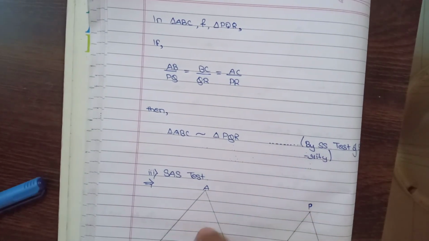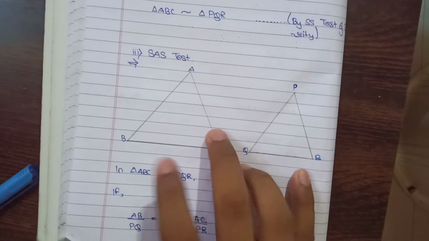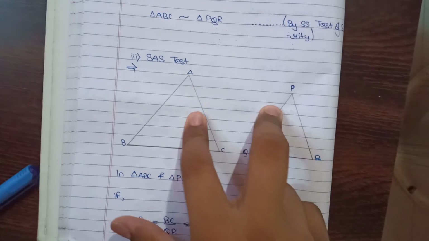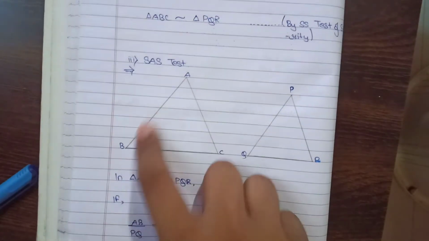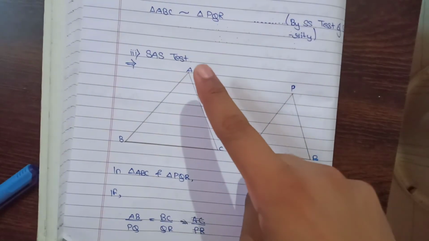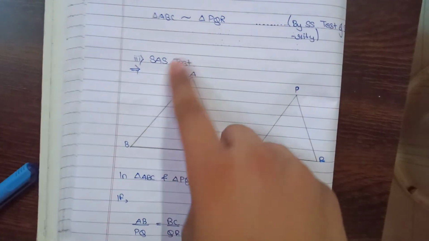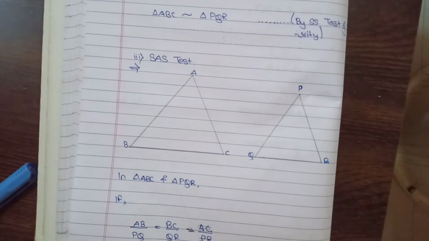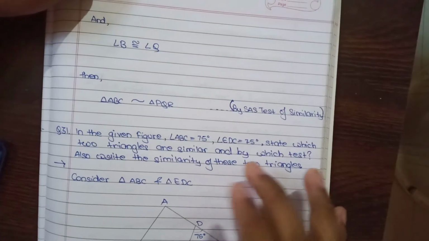Next one which we have is the SAS test, which is the side-angle test. In this we again have two triangles ABC and PQR, and if AB upon PQ equals BC upon QR and angle A is equal to angle P, then we can prove them similar by the SAS test of similarity.